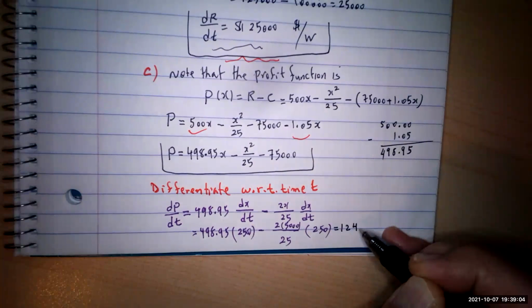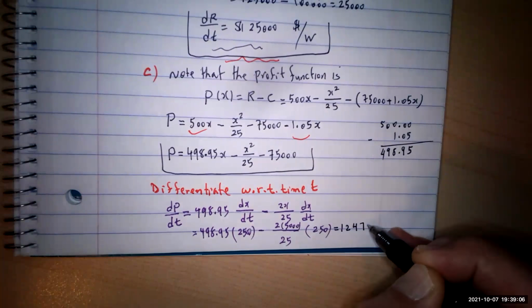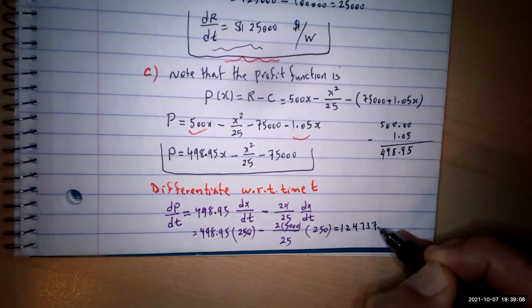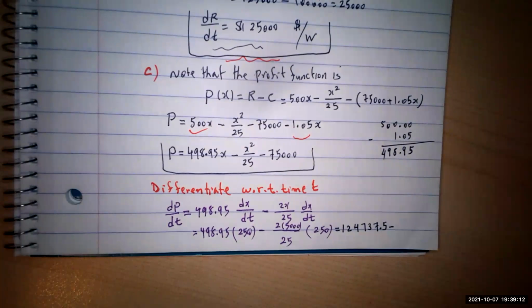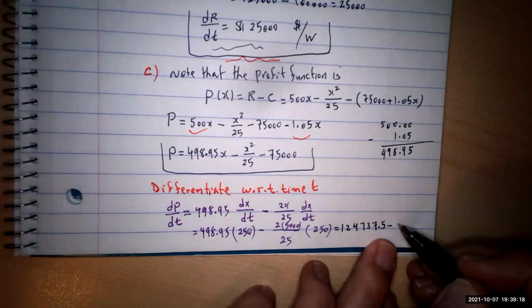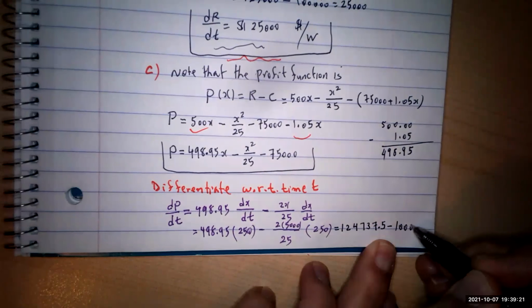Okay, and 737.5. That is the first one. And the second one, as we did it before, is going to be 100,000. So this is going to be minus, okay, minus $100,000.